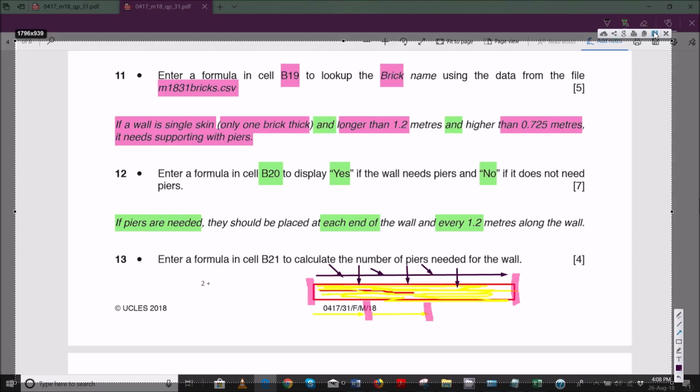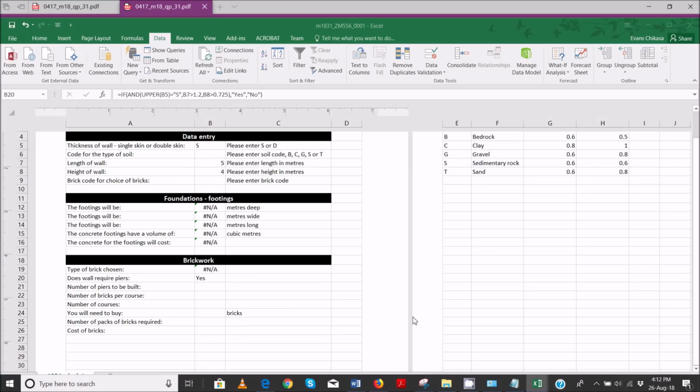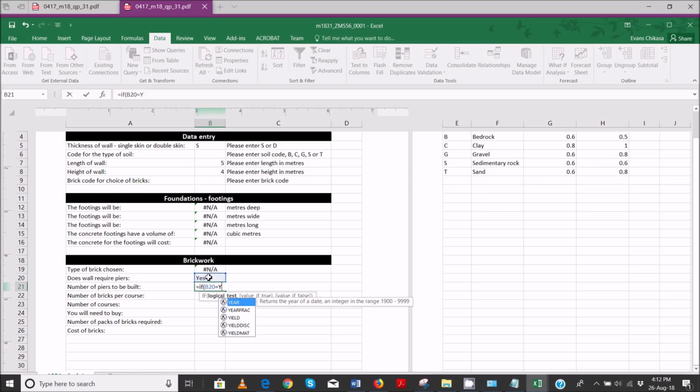Some of this stuff is difficult when you're just talking unless you get to work. So let's get to work and see what we can do. In cell B21, first of all, we need to find out if piers are needed. So B21 is here, and piers needed is this one. So if this is equal to yes, which means piers are needed, just put it in quotes.